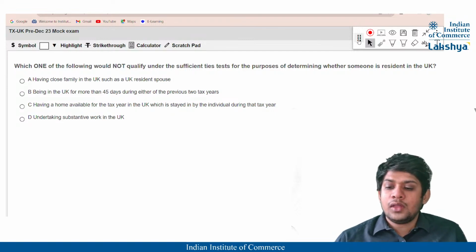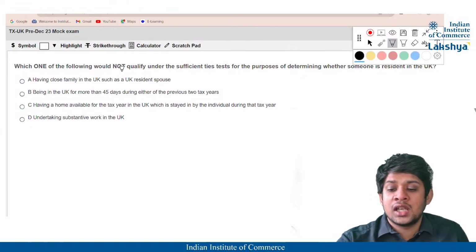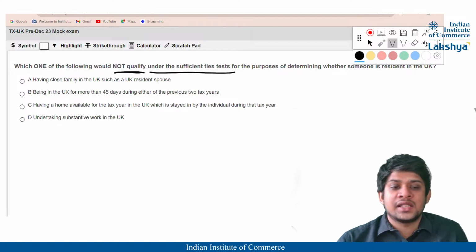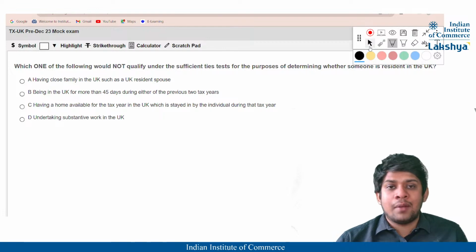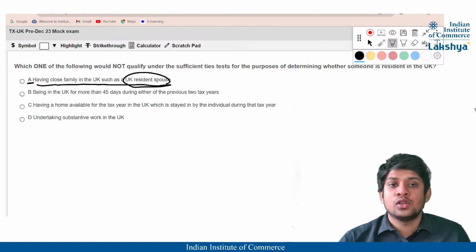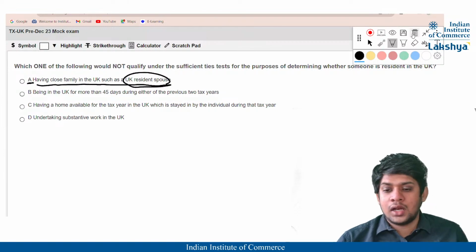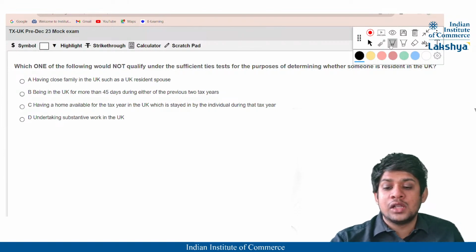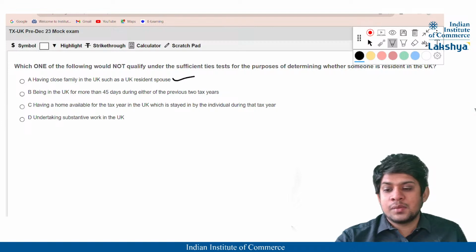Let us see which one of these is not a genuine tie, because they are asking which would not qualify under the sufficient ties test. The ties were family, accommodation, days in UK, work and country. So those are my 5 ties. Let us look at the first option: having close family in UK, such as a UK resident spouse. Yes, this is meeting the tie of family, so this is not the answer, because we have to identify the one which is not meeting.